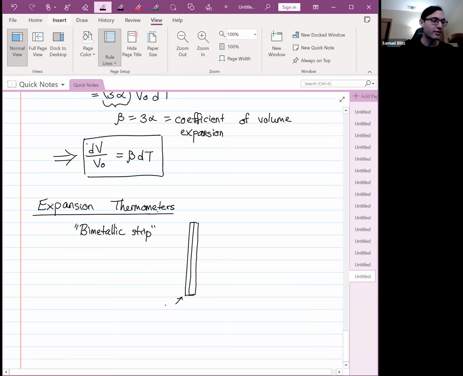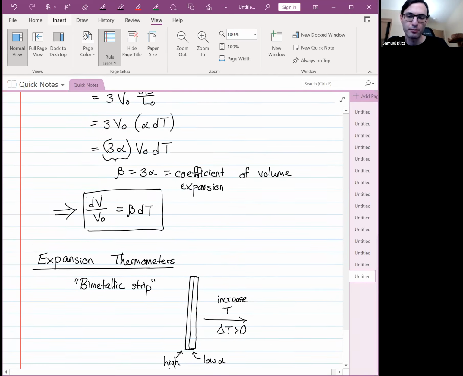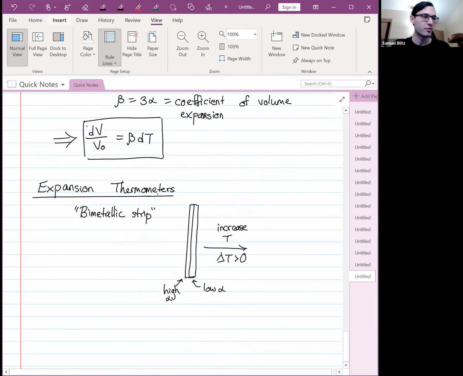So maybe the one on the left has a high alpha, a high coefficient of linear expansion, and the one on the right might have a low coefficient of linear expansion. Now, if you increase the temperature so that delta T is positive, how do you determine the coefficient of volume expansion? It's just 3 times the coefficient of linear expansion. Then the one that has a higher alpha will expand more than the one that has a smaller alpha.